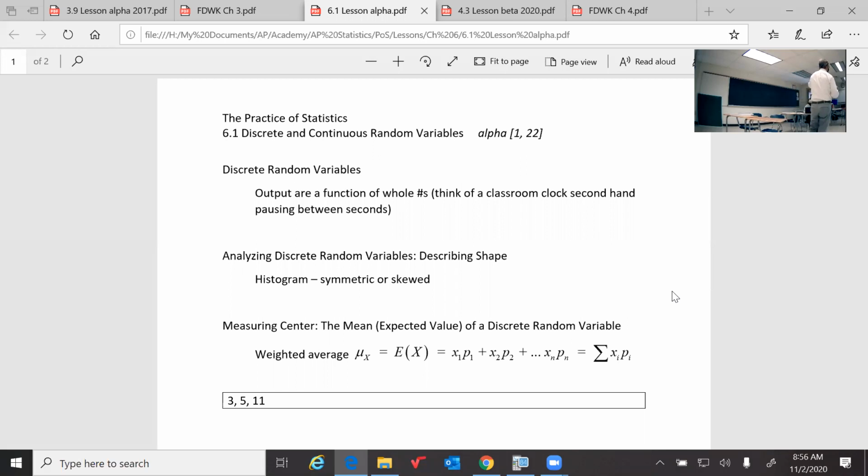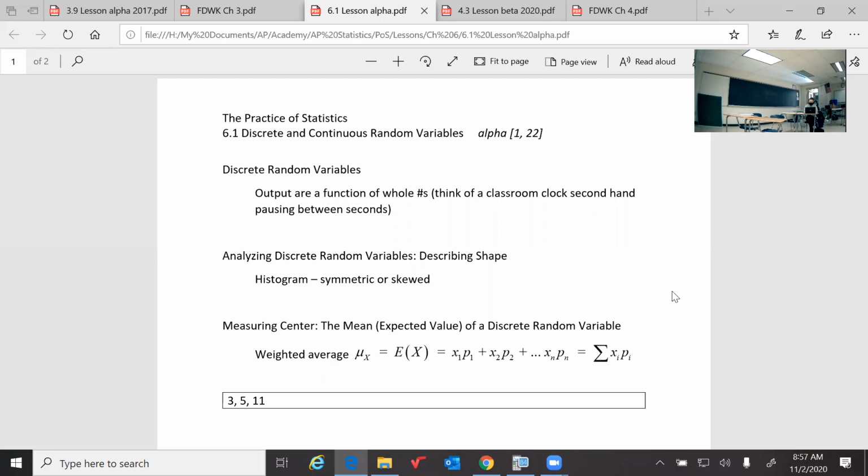So discrete is, ready? How many people were on the bus this morning? Well, there were 20 kids on the bus. Were there 25 kids on the bus? There wasn't 22 and a half kids on the bus. So there's an integer value of people on the bus. That's discrete. Continuous would be if you count the values in between the integers. So we're going to focus on discrete. The outputs are whole numbers.